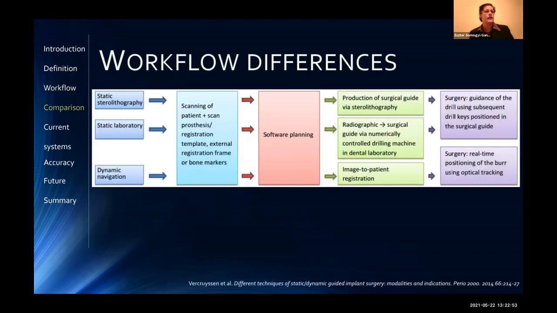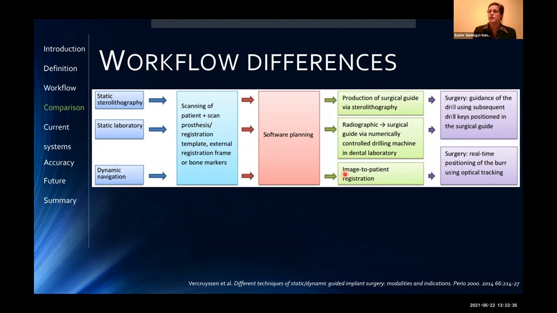What is the difference between any kind of static guide and dynamic navigation? So in the top, you see that we have static guidance. In the bottom, we have dynamic guidance. In both cases, one has to scan the patient, sometimes scan the prosthesis, or just have a digital plan. And then we have to plan the procedure. The difference is when we get to production, usually with the static guidance, one has to produce these guides somehow, either with a commercial laboratory or with 3D printing in office. However, in dynamic navigation, one can pretty much proceed to image-to-patient registration.